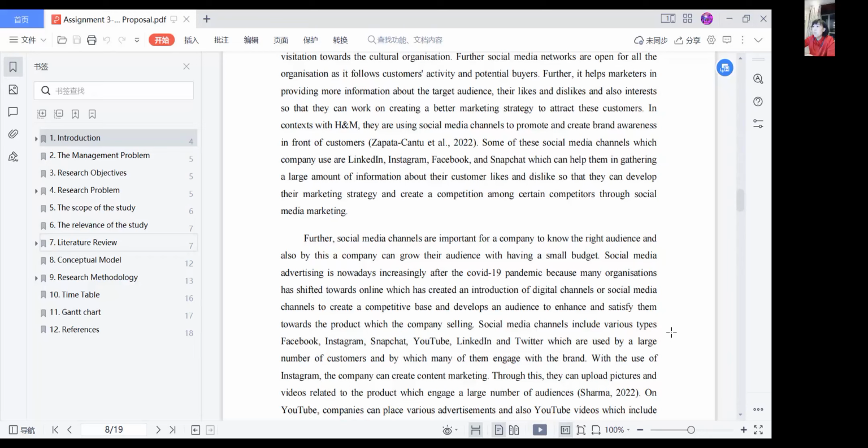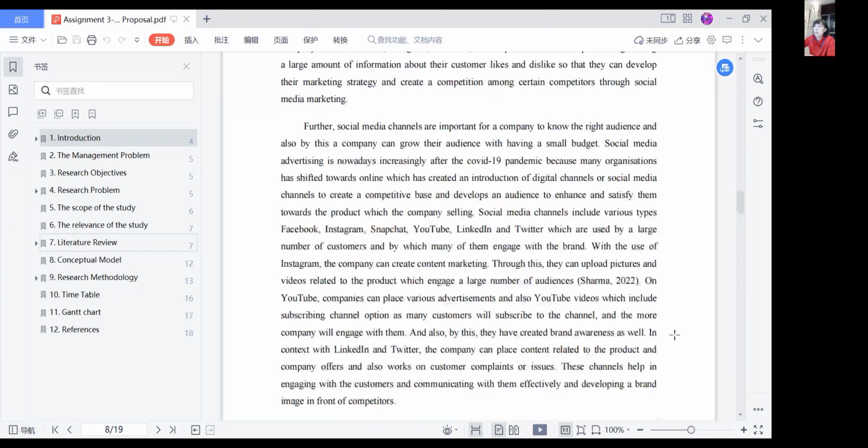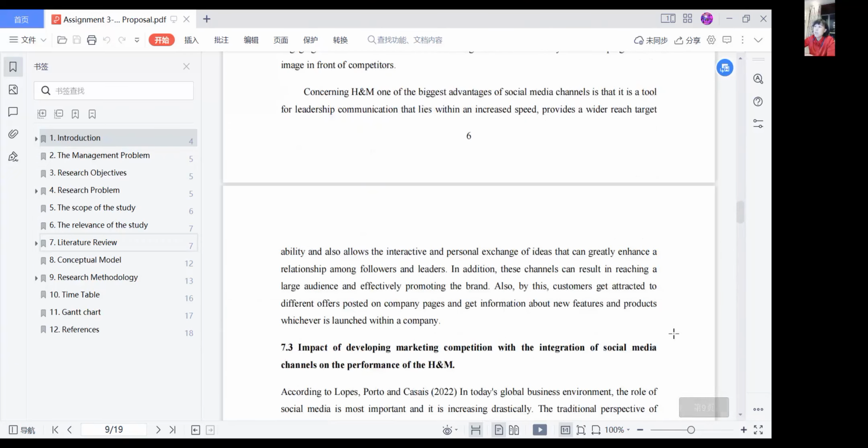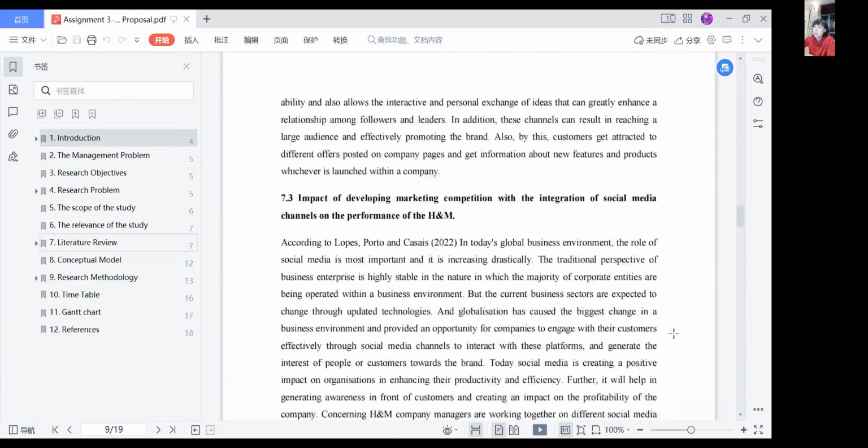Concerning H&M, one of the biggest advantages of social media channels is that it's a tool for leadership communication that works with increased speed, provides a wider research target ability, and also allows the interactive and personal exchange of ideas that can greatly enhance a relationship among followers and leaders. 7.3 Impact of developing marketing competition with the integration of social media channels on the performance of H&M.